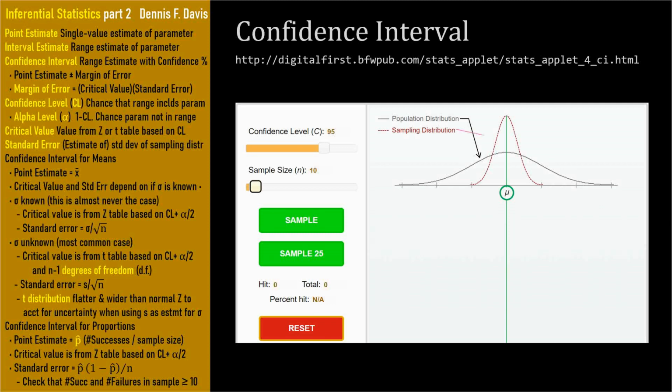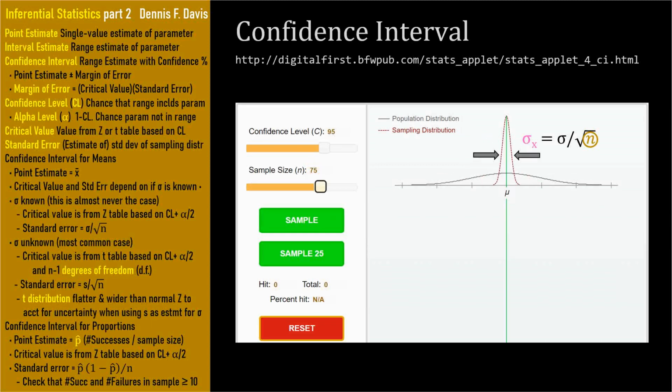The red dotted line PDF is the sampling distribution, whose standard deviation, sigma sub x bar, depends on the sample size n. Larger samples result in narrower sampling distributions. Here's the sampling distribution when the sample size is 10. And when the sample size is increased to 75, it becomes much narrower. We covered this in the last video when I demonstrated the central limit theorem.